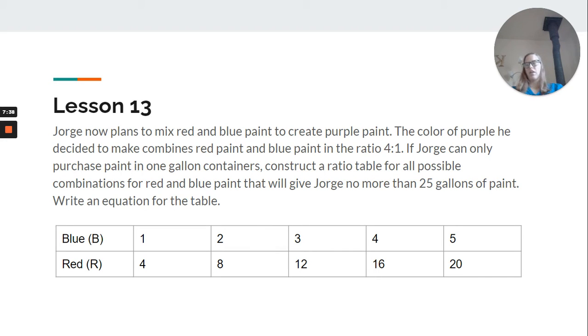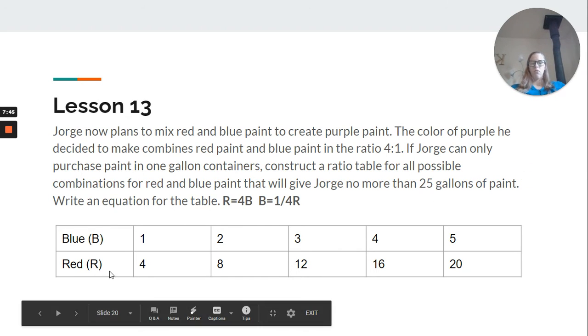I've already done that for you. So then write an equation for the table. So we can write it in 2 different ways. Red is going to equal 4 times the amount of blue, and blue is going to equal 1/4 the amount of red.